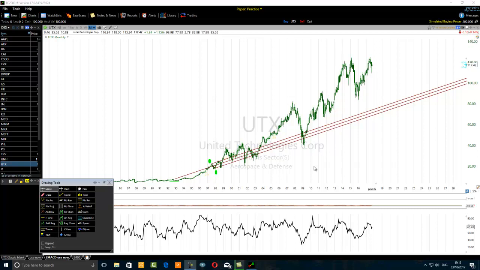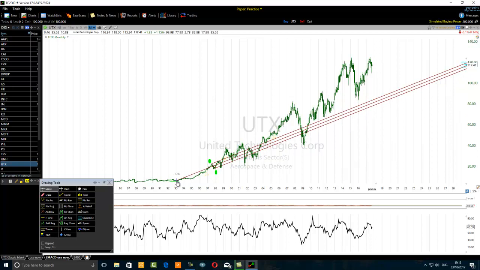Are you a day trader? Are you a swing trader? Are you a position trader that wants to use the Pitchfork tool step by step? All right. Today I want to share with traders how one can use the Pitchfork tool step by step.